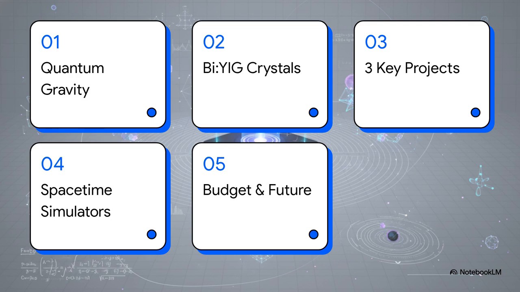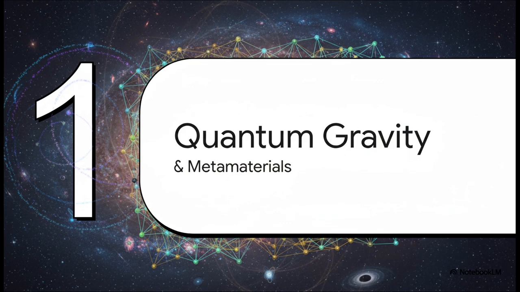Here is our roadmap for today. 1. Quantum gravity and metamaterials. 2. The power of BiIG crystals. 3. The 3 experimental key projects. 4. Analog spacetime simulators. And 5. The budget, applications, and where this goes in the future. All right, let's jump straight into part 1, quantum gravity and metamaterials.